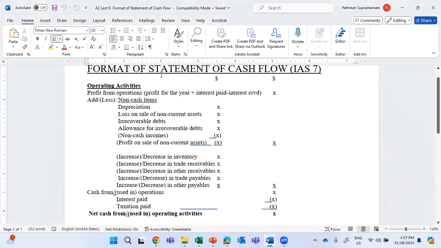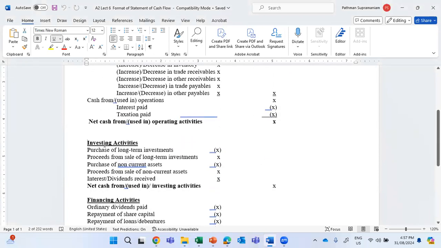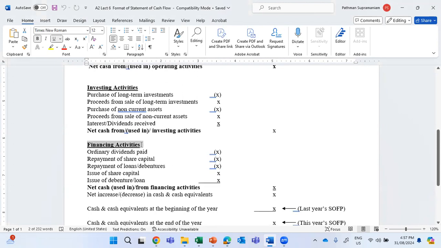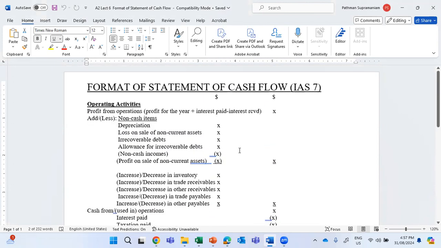capturing the cash inflow and outflow from three main activities. So you need to remember the names of the activities. The three activities are operating activities, investing activities, and financial activities. So what you're looking at is the statement of cash flow, the format.